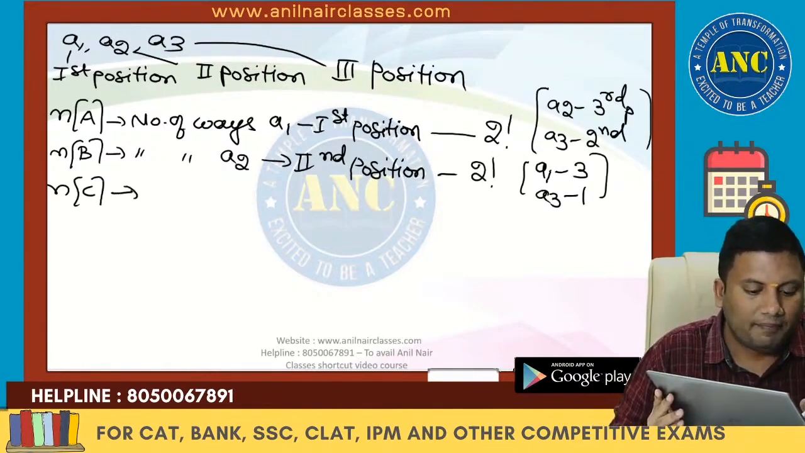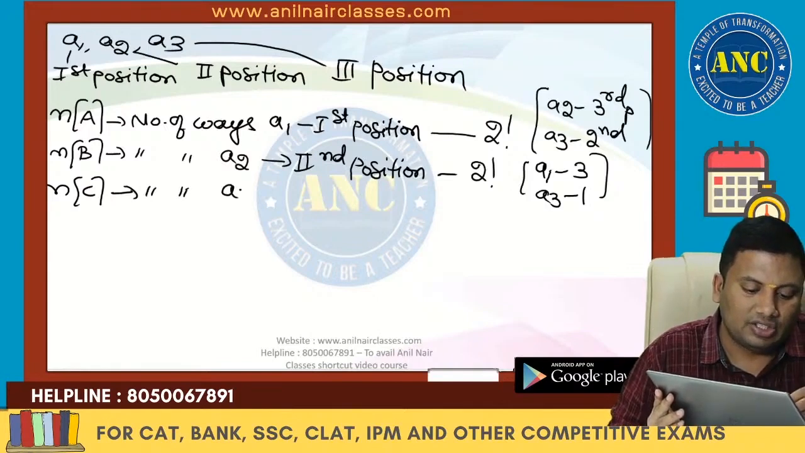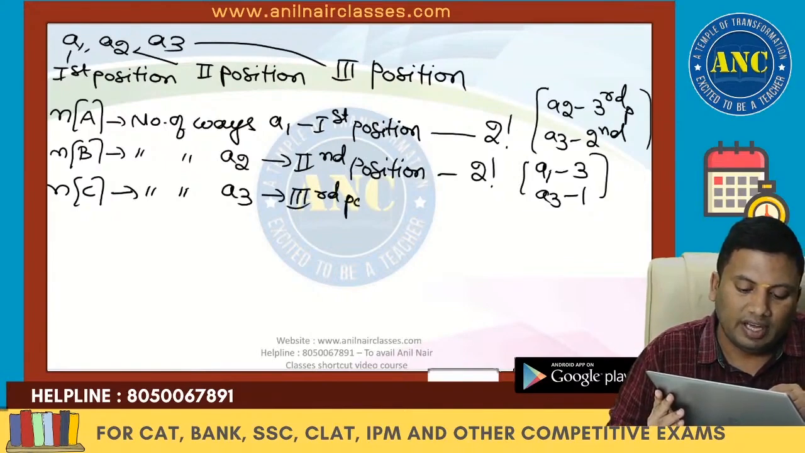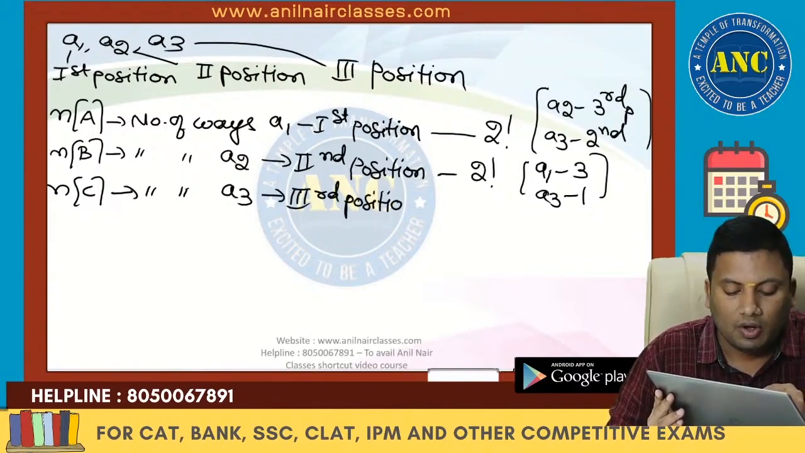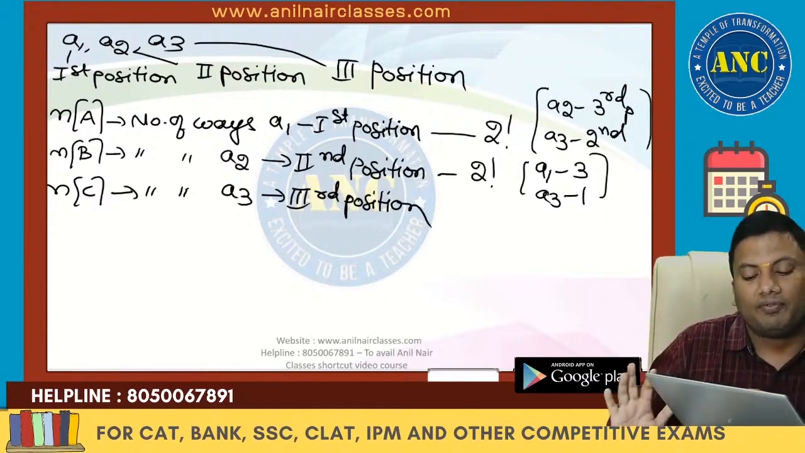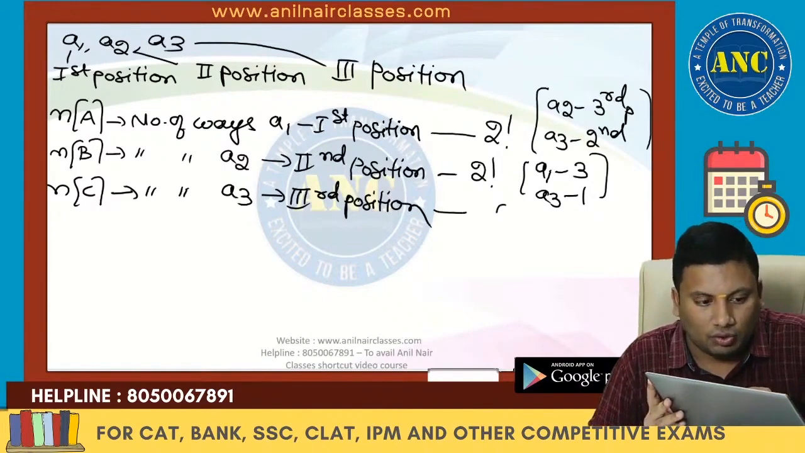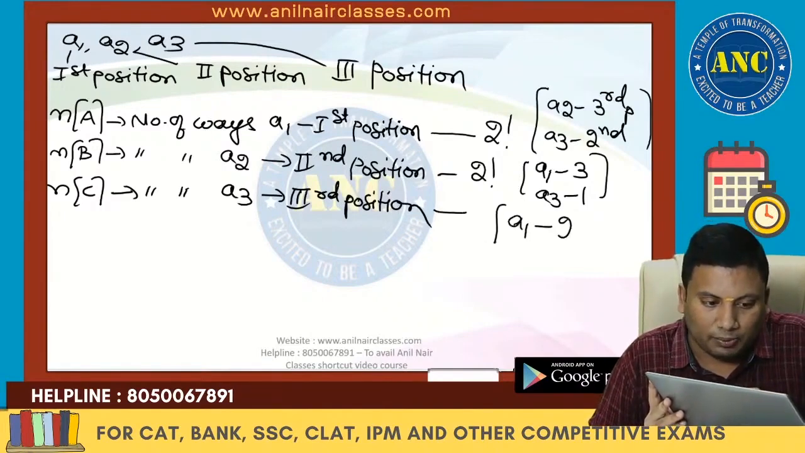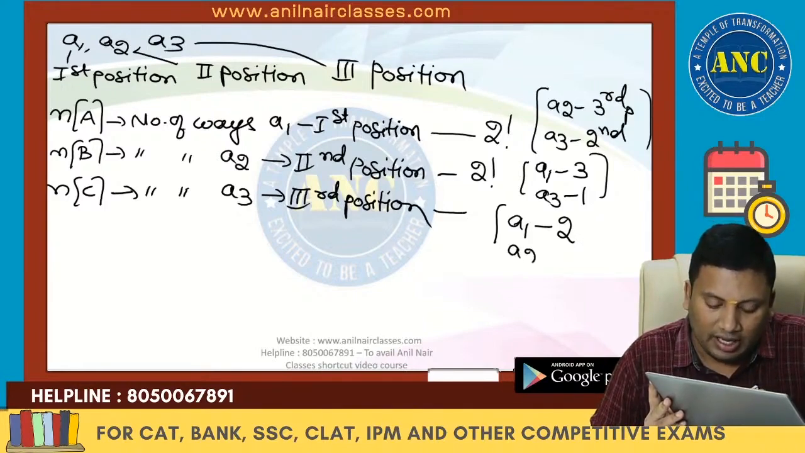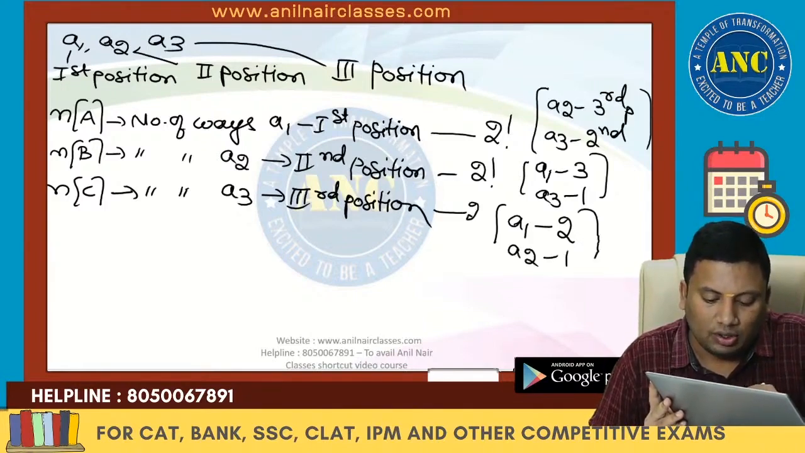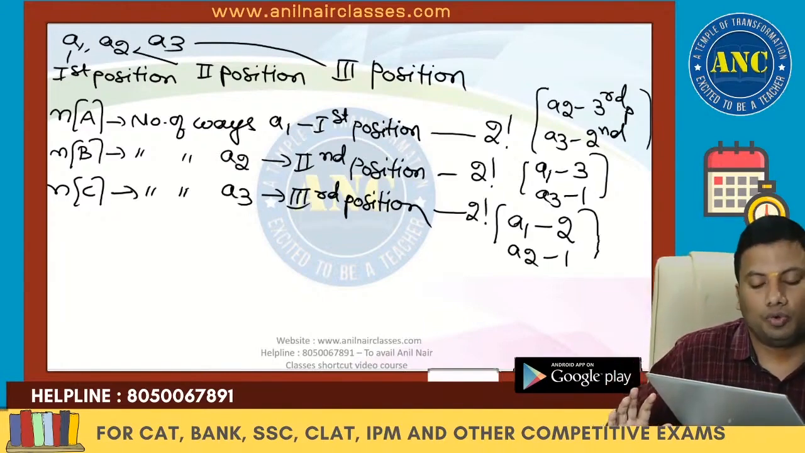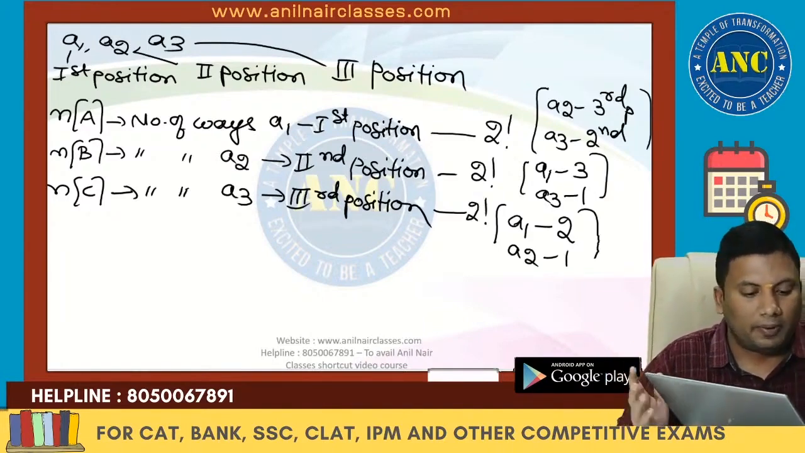Similarly, N of C, number of ways of arranging such that A3 is in its third position. If A3 is in its third position, the remaining two, A1 and A2, are not in their original positions: A1 goes to second position, A2 goes to first position. Two things, two positions, 2 factorial. I hope it is clear.